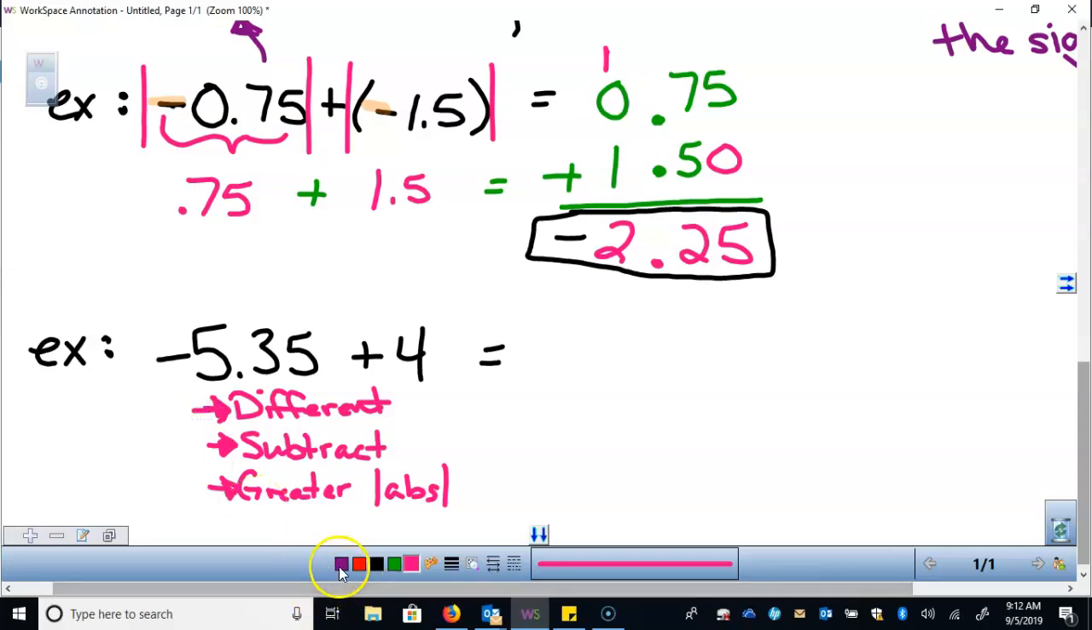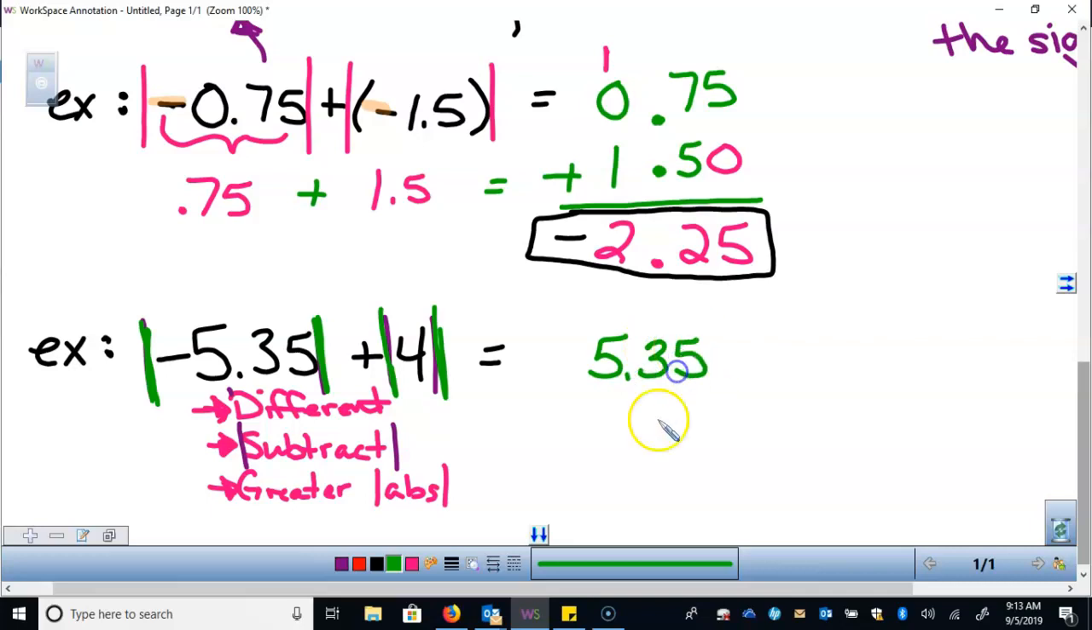All right, let's walk through this. First of all, different signs. So we're going to take the difference or subtract those absolute values. Let's find them. There's our two numbers. Here, let's use green. It kind of stands out a little more. -5 and 35 hundredths. The absolute value of -5 and 35 hundredths is 5 and 35 hundredths. The absolute value of 4, well, that's just 4. We're going to subtract these two numbers.